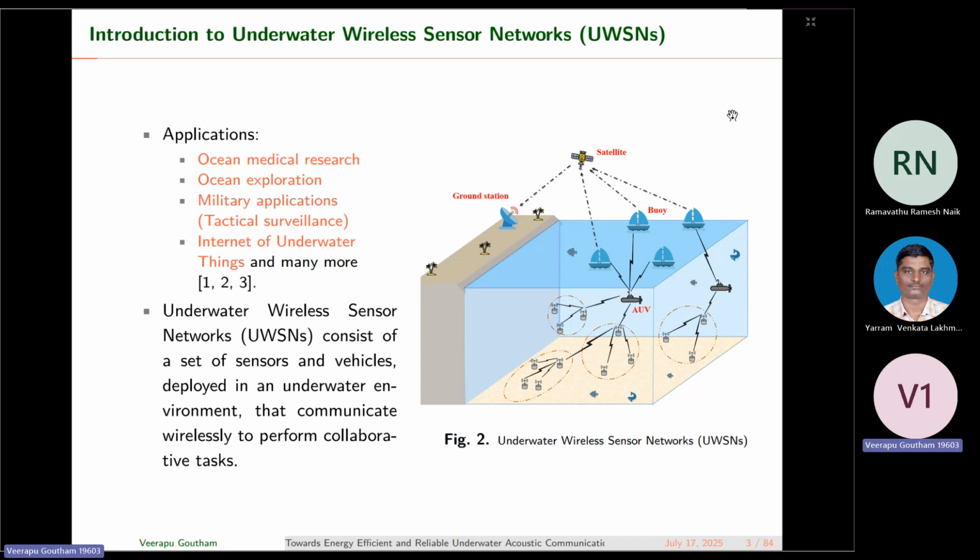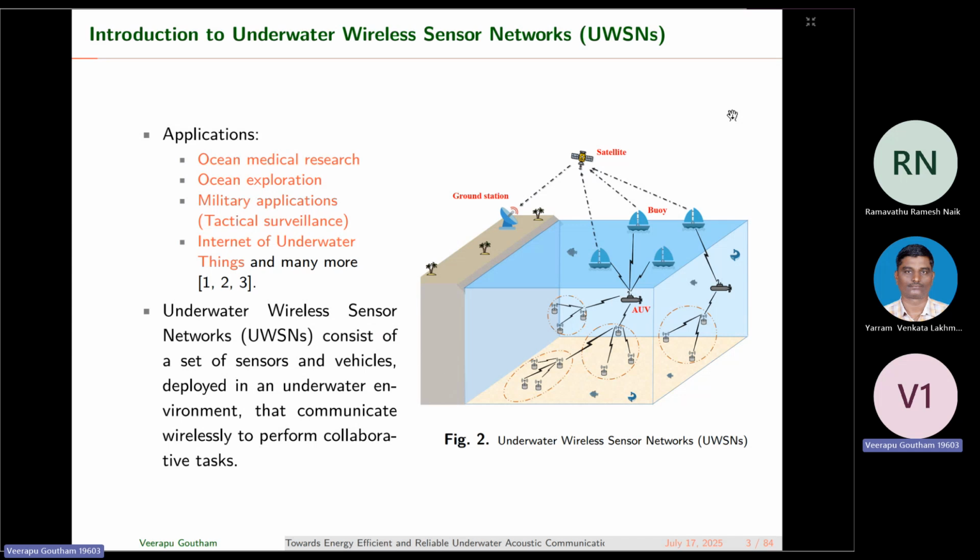ocean medical research, and there are some military applications. For suppose any intruder is coming under the water, we need to find out that intruder. Very recently, IoT is coming to the underwater. The name is Internet of Underwater Things. There are some sensor nodes, and Internet connectivity is placed in underwater. It will monitor some physical parameters. That is called Internet of Underwater Things.